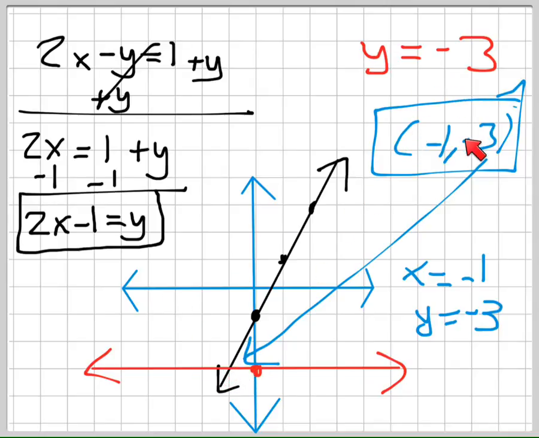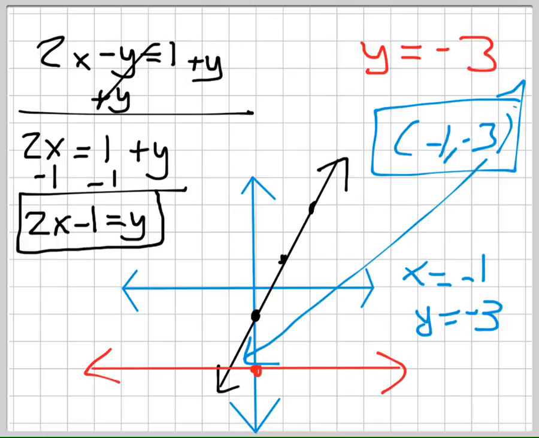If I ever want to check my answer, I'll go back in and plug in x is negative 1 here, y is negative 3. This would be 2 times negative 1, which is negative 2. Then it'd be plus 3 because it's minus a negative. That would give me 1. That would work. Here, there's no x to plug in, so I would just plug in y is negative 3. Negative 3 equals negative 3. That's true. That works. So this is the solution to this system.